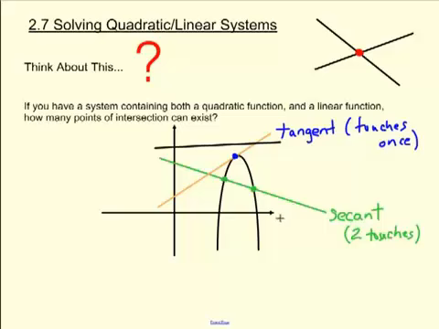So now let's see if we can use algebra to help us out. If we're given a quadratic equation and a linear equation, can we figure out if they have 2 points of intersection, so the line is secant to the parabola, or if there's only one point of intersection, so the line is tangent to the parabola, or maybe there are no solutions at all? Let's look at an example.